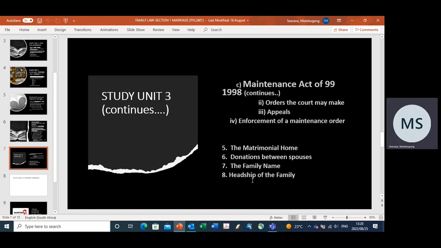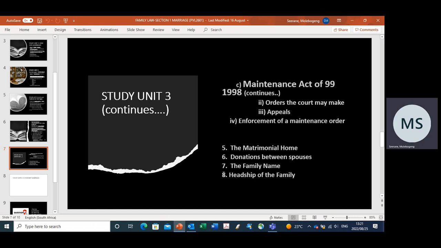However, there's an exception to that rule. It states that unless the donor spouse donates, the spouse that donates to the other spouse donates from their separate assets, and subject to the provision that the donation must be excluded from that joint estate. So that is the exception to the rule.